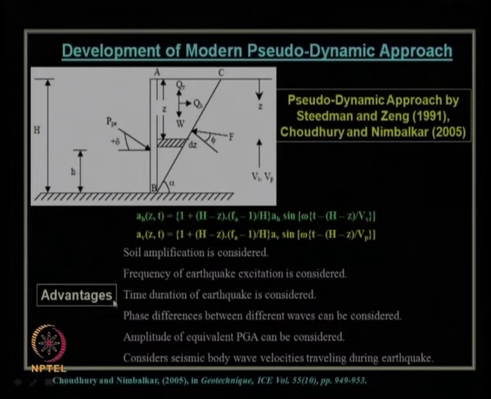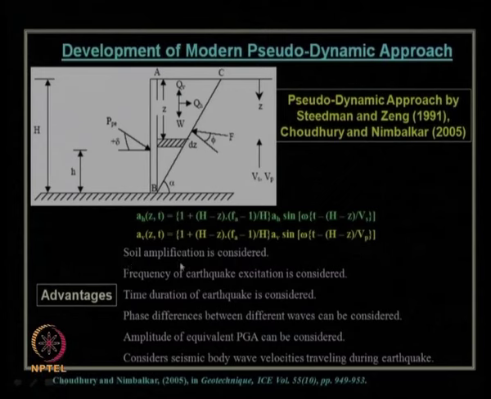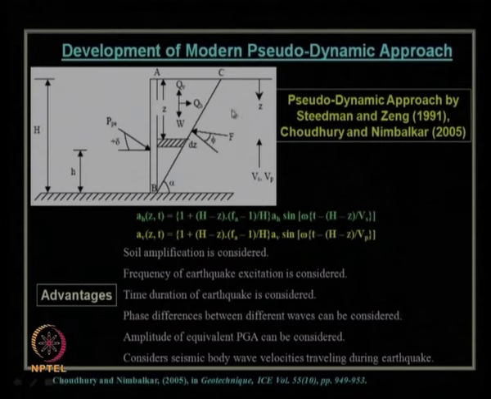So, what are the advantages of this modern pseudo dynamic approach over the conventional pseudostatic approach? Let us look at it first. Soil amplification, which may happen in some cases of soil, as we have already studied in the previous module on site response analysis, can be considered in the design. That is the one biggest advantage of this pseudo dynamic approach, which the pseudostatic approach cannot do. Then the frequency of earthquake excitation is also considered. So, this dynamic nature is considered, at what frequency the earthquake motion is coming.